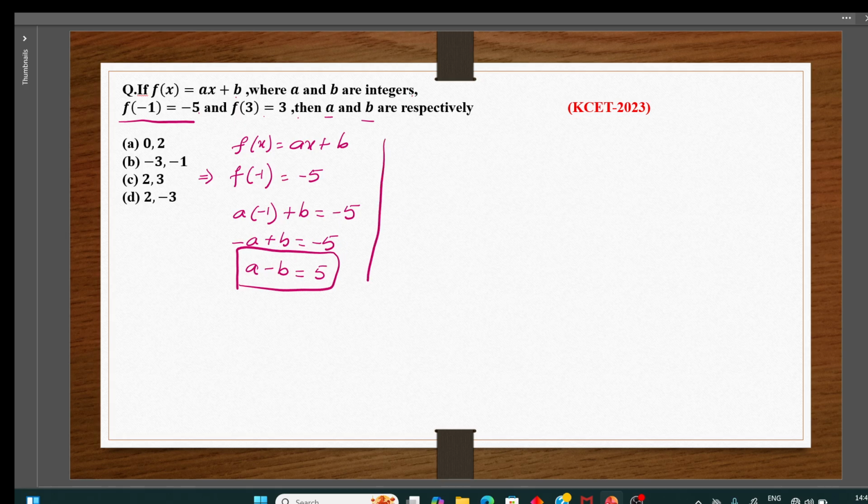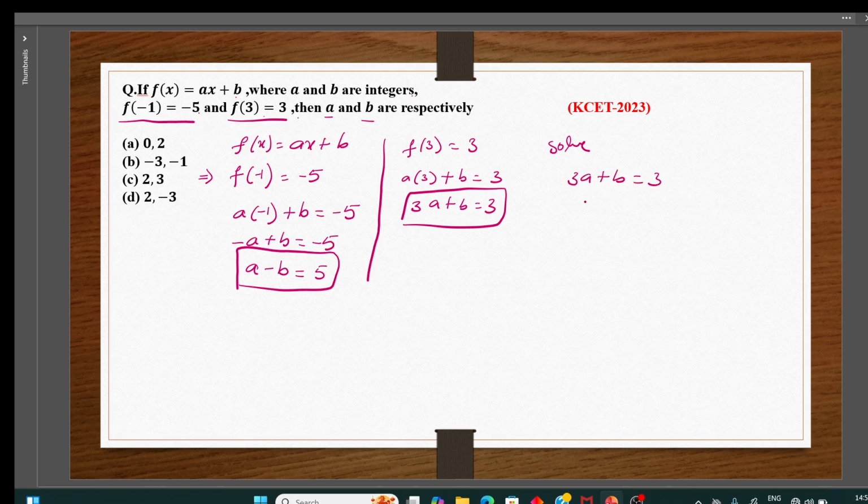So next, what is the next condition? f(3) = 3. So f(3) = 3 means in the place of x substitute 3. So a(3) + b = 3. Okay, a(3) means 3a + b = 3. So this is the second equation. Solve equation number 1 and 2.